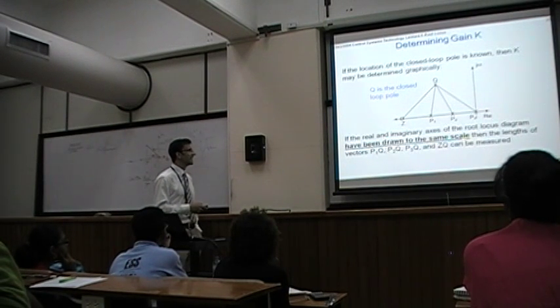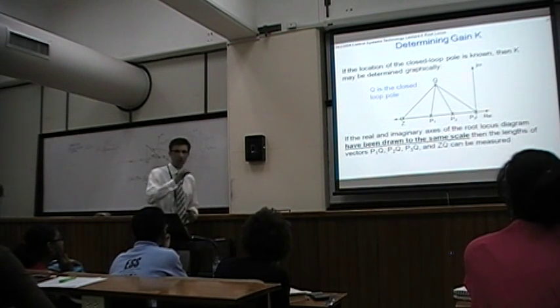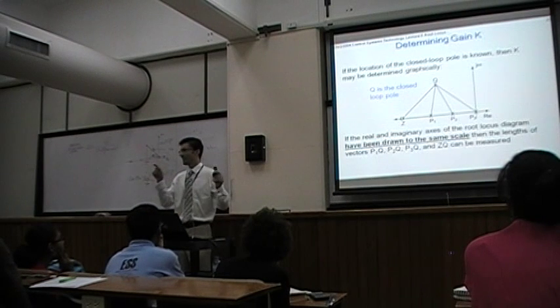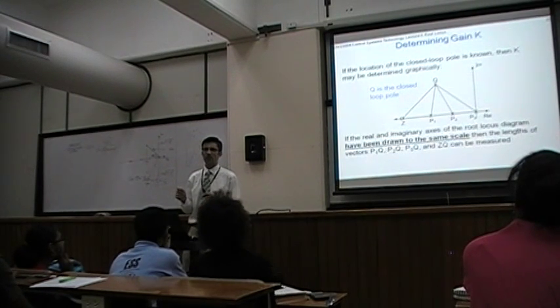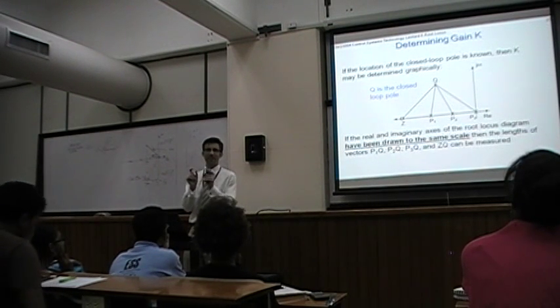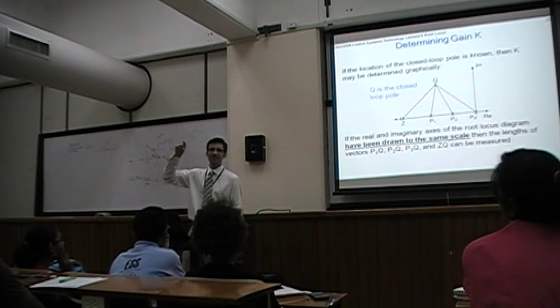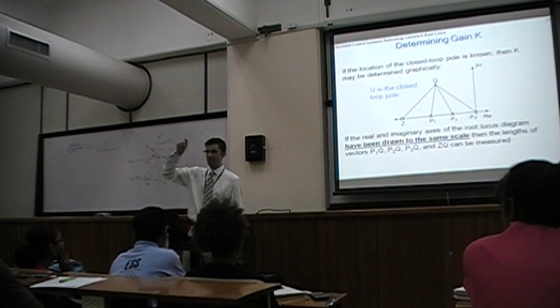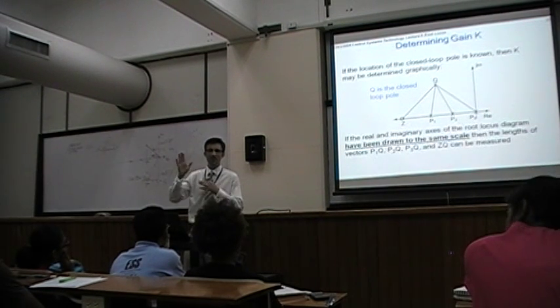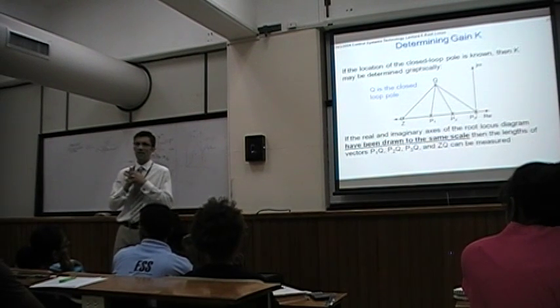But the important thing here is, the real and imaginary axes of the root locus diagram must be drawn to the same scale. Right? And that's a common mistake when we're doing root locus by hand. People will find that the scales aren't working, so they'll do like 1 centimeter per gradation along the real axis, but 4 centimeters per gradation along the imaginary axis or something. So you end up with uneven scales in your real and imaginary axes.